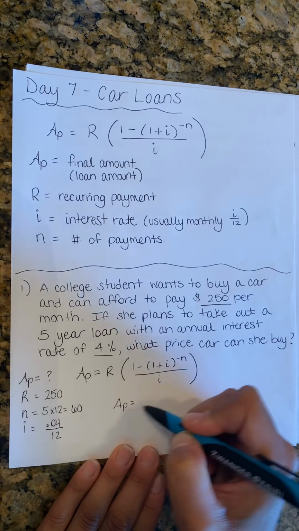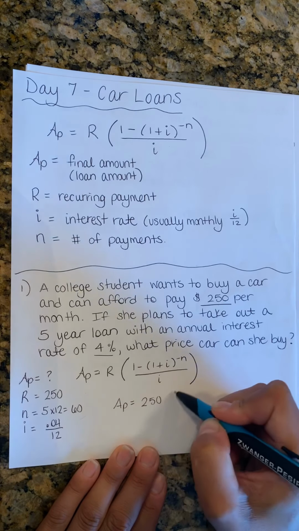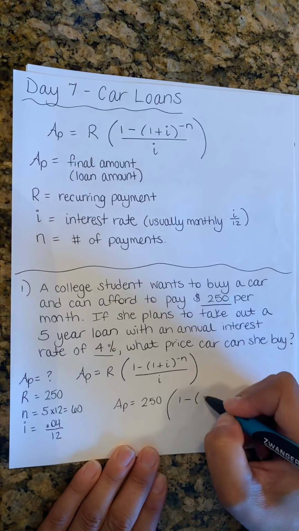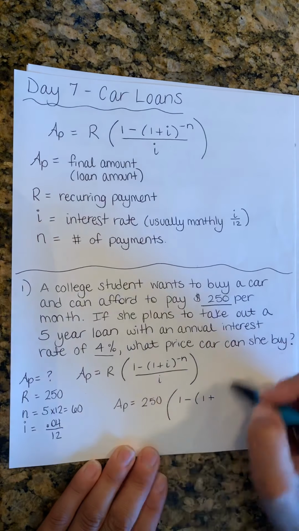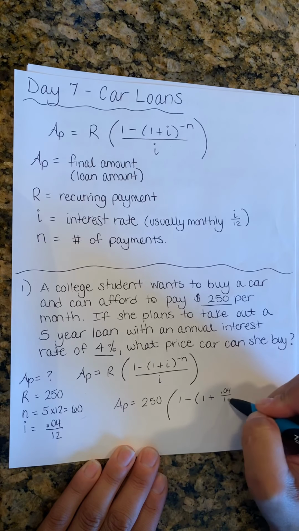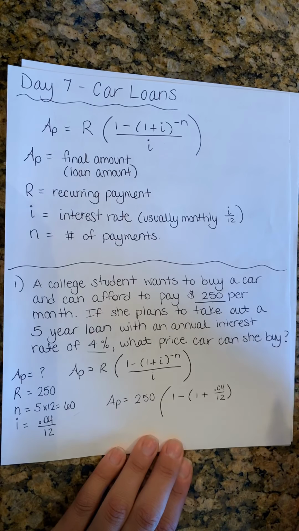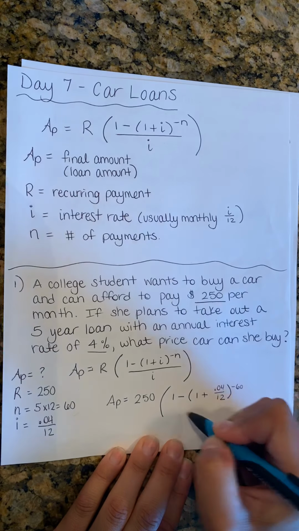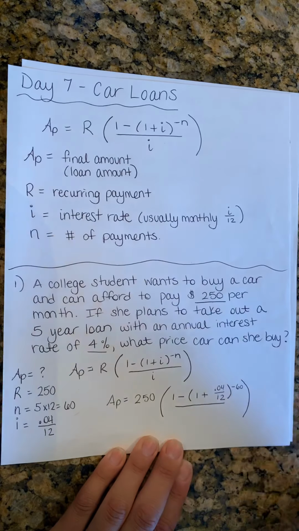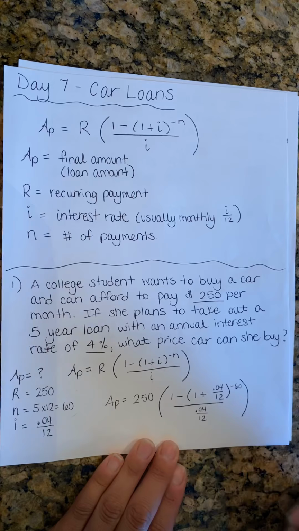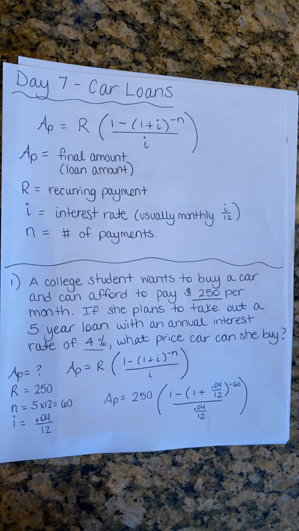So A P equals, my recurring payment is $250, big parentheses, 1 minus, open up parentheses again, 1 plus your I, we said, was your interest rate, so 0.04 over 12. Close the parenthesis. Raise it to the negative n, so negative 60. And then in the denominator, you have another interest, or I, which is 0.04 over 12. If you notice, these formulas do get a little crazy with the amount of fractions and parentheses.